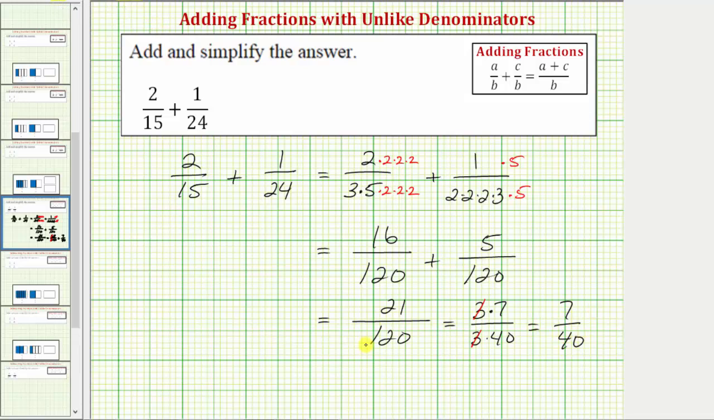Of course, we can also show the simplifying a different way. If we have 21 120ths and recognize we have a common factor of 3, we can simplify by dividing the numerator by 3 and dividing the denominator by 3. 21 divided by 3 is 7. 120 divided by 3 is 40.